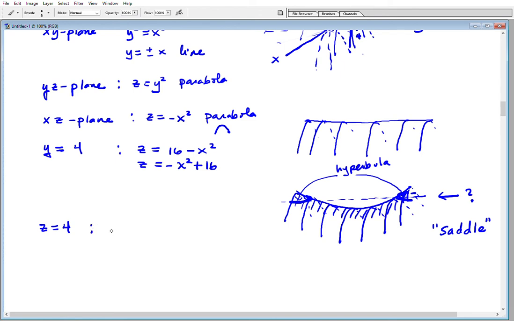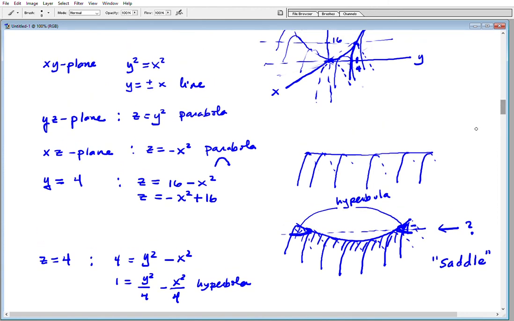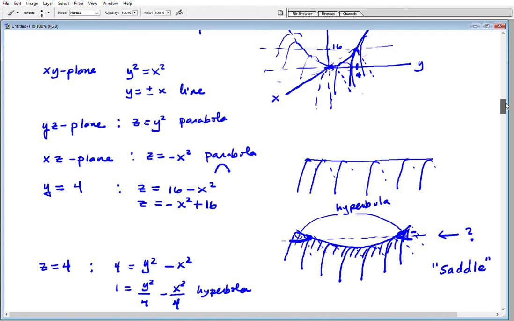So here's what we have at z equals 4. In this example, we have 4 equals y squared minus x squared. Divide both sides by 4. And that's your hyperbola. It's a hyperbola that is what we call vertical, meaning you have intercepts along y, and those hugging the y-axis. Let's put it that way. So if we slice it like this, we get a hyperbola.